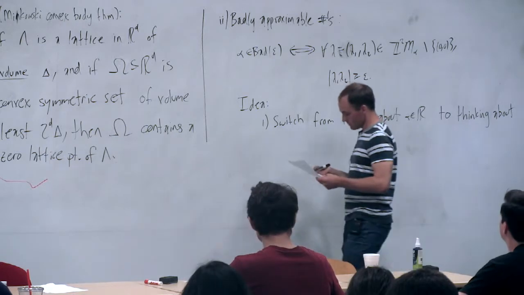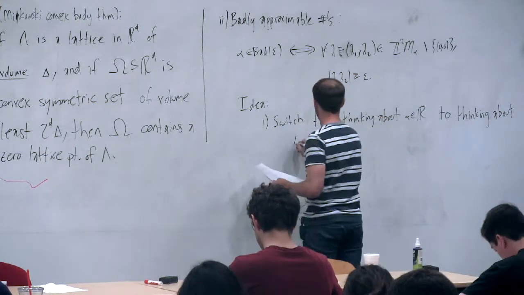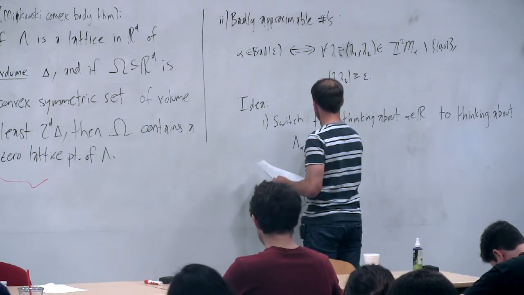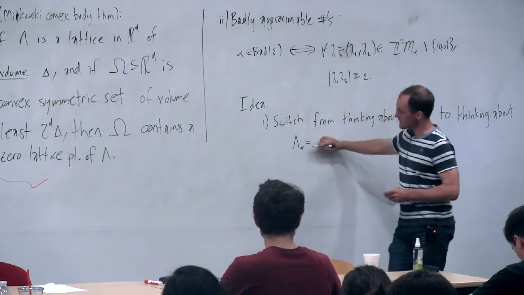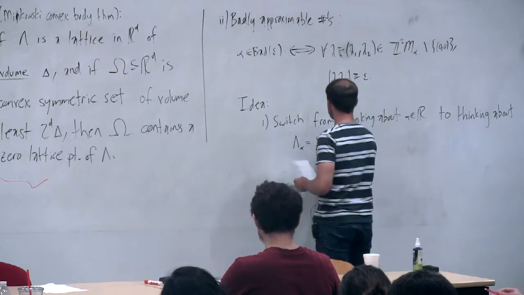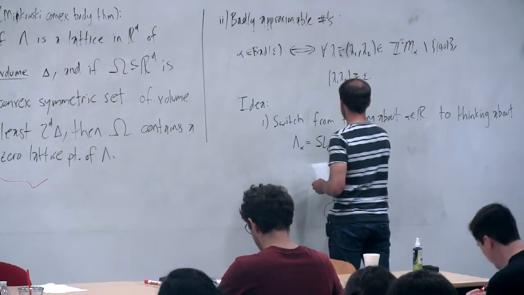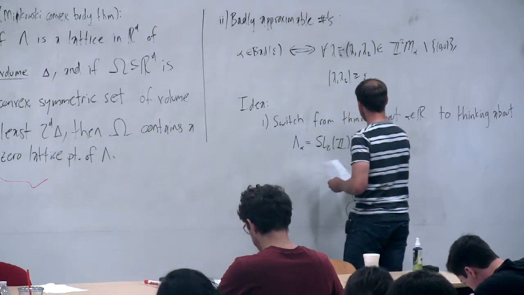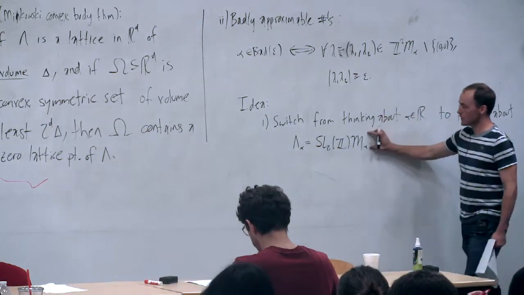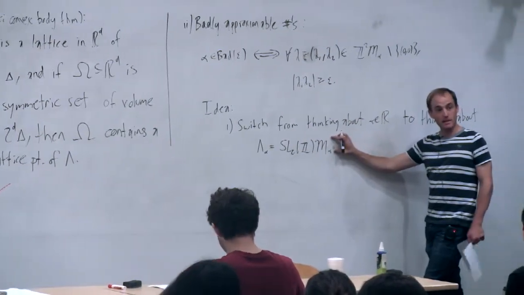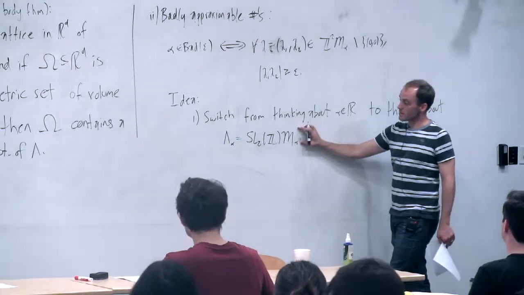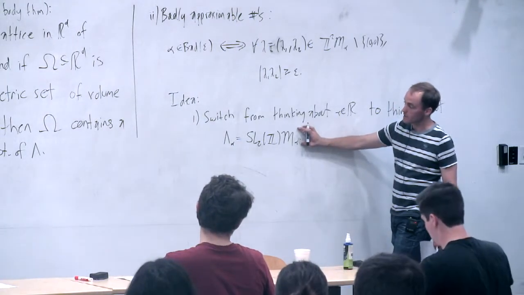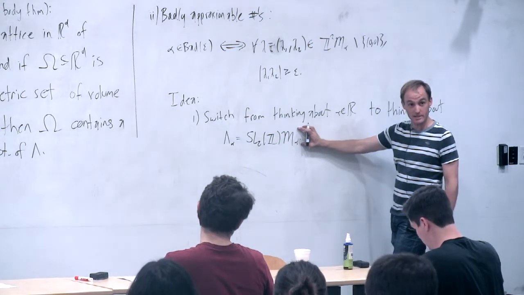I'm going to go ahead and write something on the board here, which is going to look a little bit mystical, and then I'm going to explain what it is. To thinking about the lattice lambda sub alpha equals SL2Z times M alpha. What is this object? Well, the rows of M alpha, the integer span of the rows, is a lattice. We already said that. And the lattice, of course, is only unique up to a choice of basis.